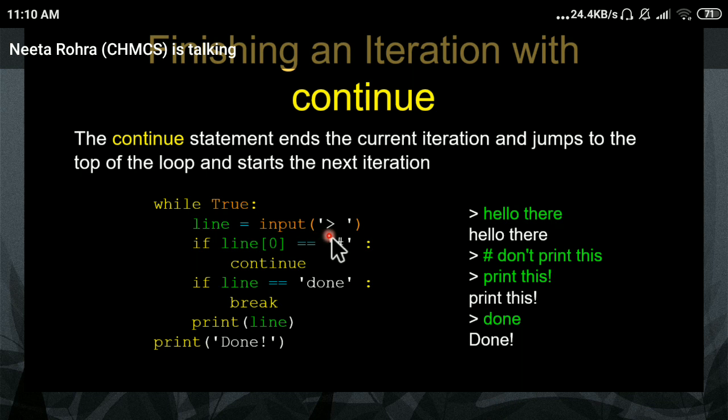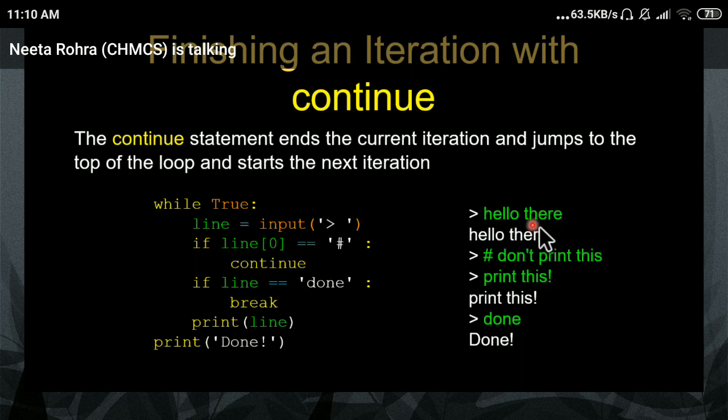Since while is true, it waits for the input. If line[0] equals hash, continue. That means the starting character. Now I hope everyone knows what line[0] means. It reads the full line string. Line[0] means the first character, since the characters of the string start from 0. If it starts with hash, is the first character of the string hash? No. If no, it moves ahead. If yes, it will come into continue.